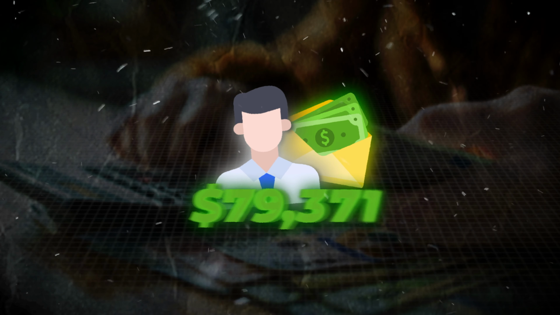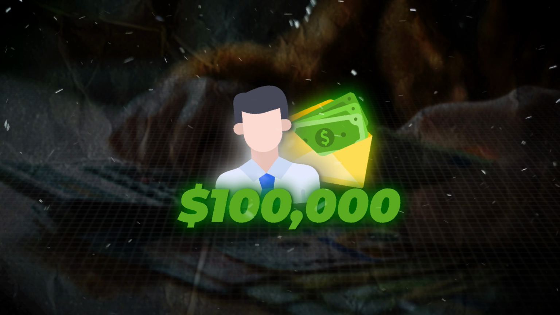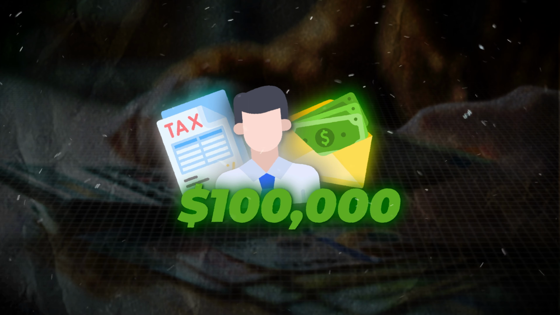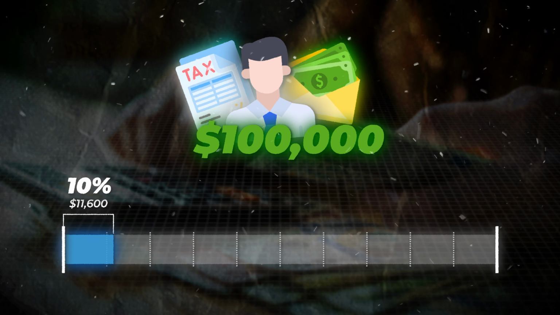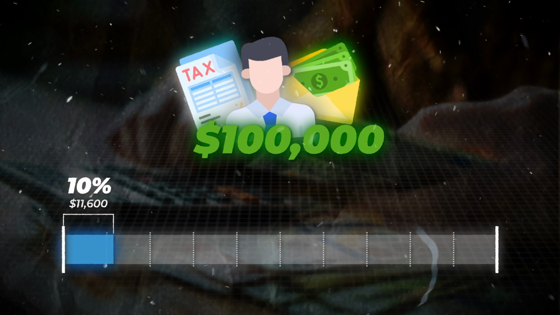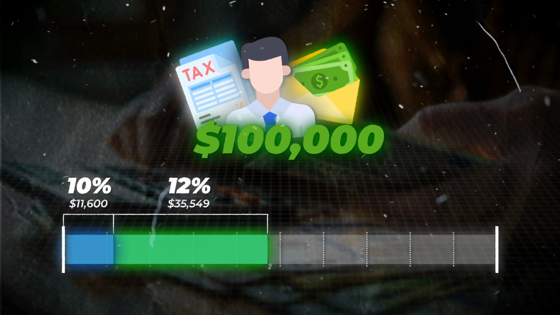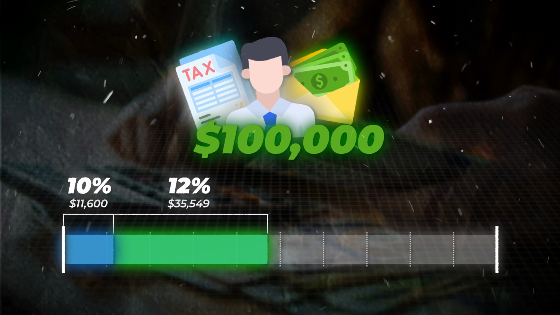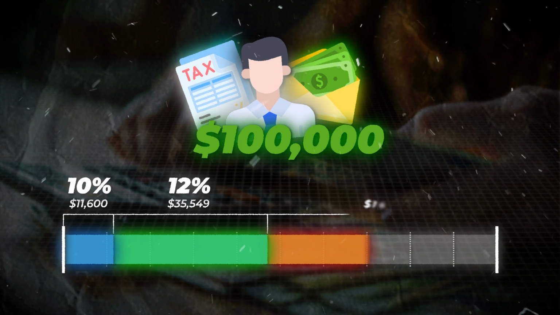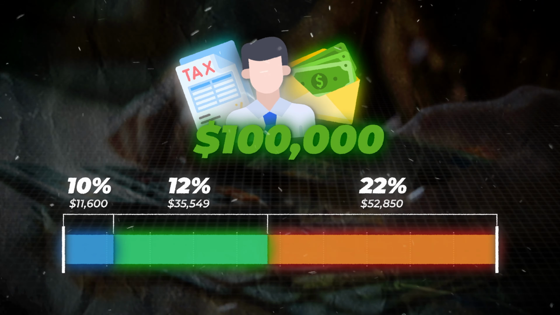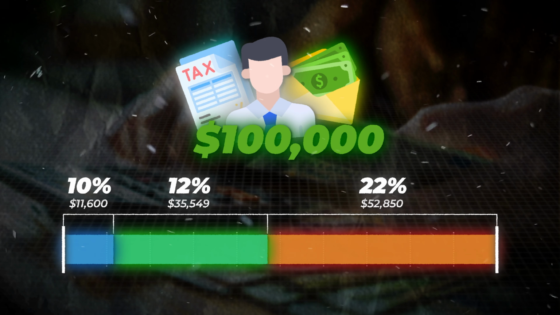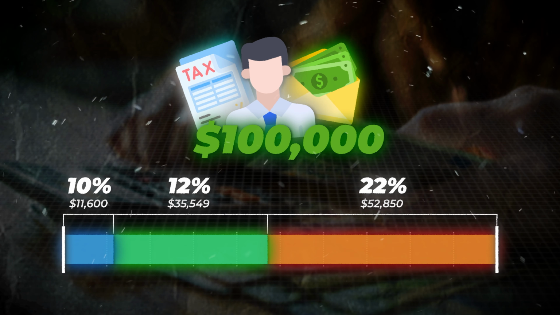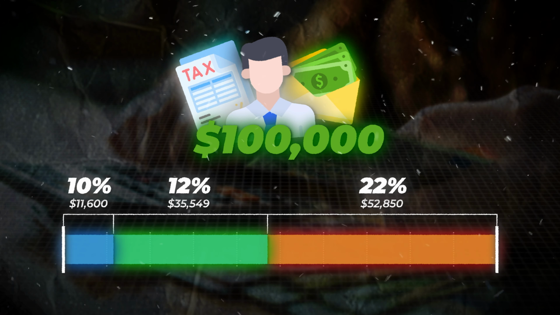Let's say that in 2024, you had $100,000 of taxable income as a single filer. In this case, the first $11,600 would be taxed at a rate of 10%. The next $35,549 of income would be taxed at a rate of 12%. And the remaining $52,850 would be taxed at a rate of 22%. This is because that's just how the tax brackets were arranged in 2024. If you want to see how the tax brackets are arranged in 2025, check out this video here.